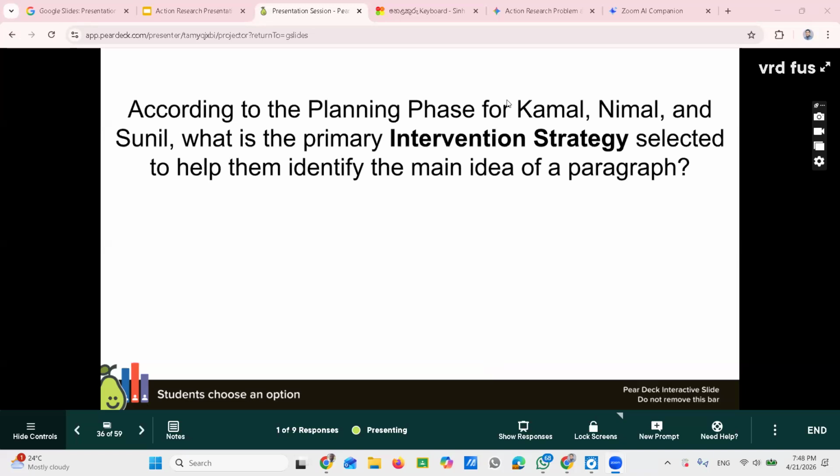Still, only one student giving the answer. Please try to give the answer. Nine of you are joined with the presentation. Therefore, I expect nine responses, at least nine responses. In the Zoom class, there are 17 students there. One answer in the chat box. Then what happened to the others? Only one answer there.